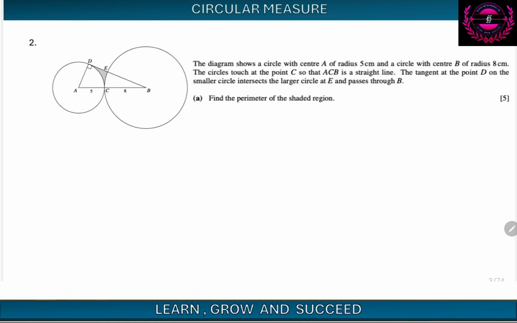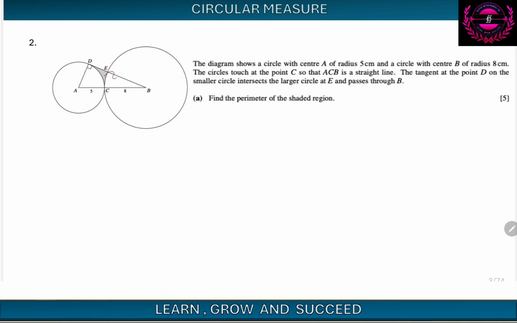Read question number 2. The diagram shows a circle with center A of radius 5 cm and a circle with center B of radius 8 cm. The circles touch each other at point C so that ACB is a straight line. The tangent at point D on the smaller circle intersects the larger circle at E and passes through B. So find the perimeter of the shaded region.